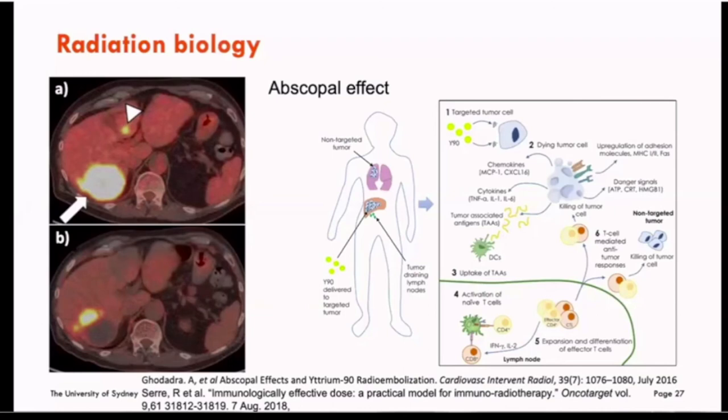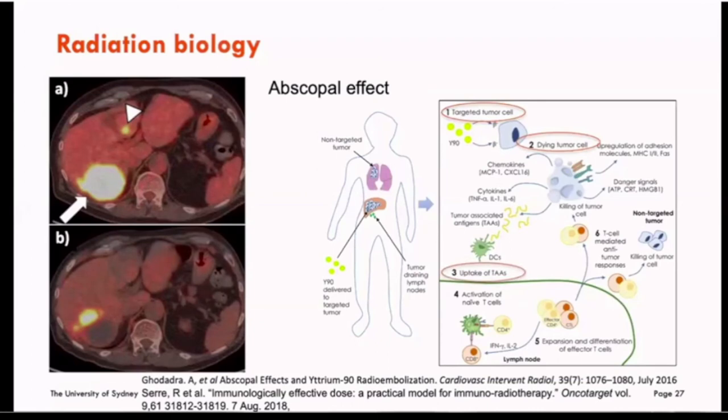The current hypothesis explains the abscopal effect in 6 steps post-irradiation. In step number 1, Y90 delivers radiation to the targeted tumor cells, resulting in immunogenic cell death. And in step number 2, the tumor cell releases chemokines, cytokines, danger signals, as well as tumor-associated antigens.